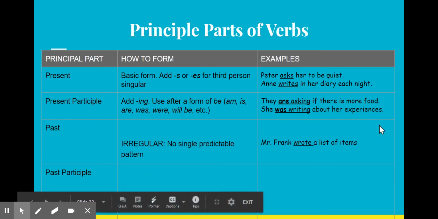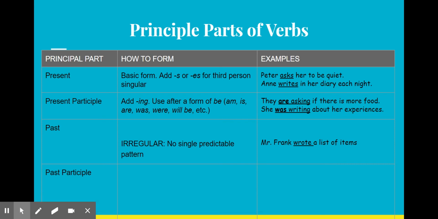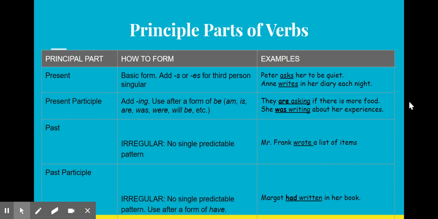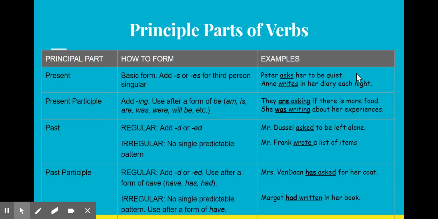Where the struggle comes in is with irregular verbs because they don't have a single predictable pattern. We say Mr. Frank writes a list of items every day, but we would say Mr. Frank wrote the list of items yesterday. And the wrote is past tense in irregular. Write, wrote, have written. And in the past participle, you see that also doesn't follow that same pattern. We have Margot had written in her book. So again, just like in regular, it's used after a form of have, but the difference is in irregular, we don't have that predictable pattern to get us to the past tense form or the past participle form. So these are your principal parts of your verbs.